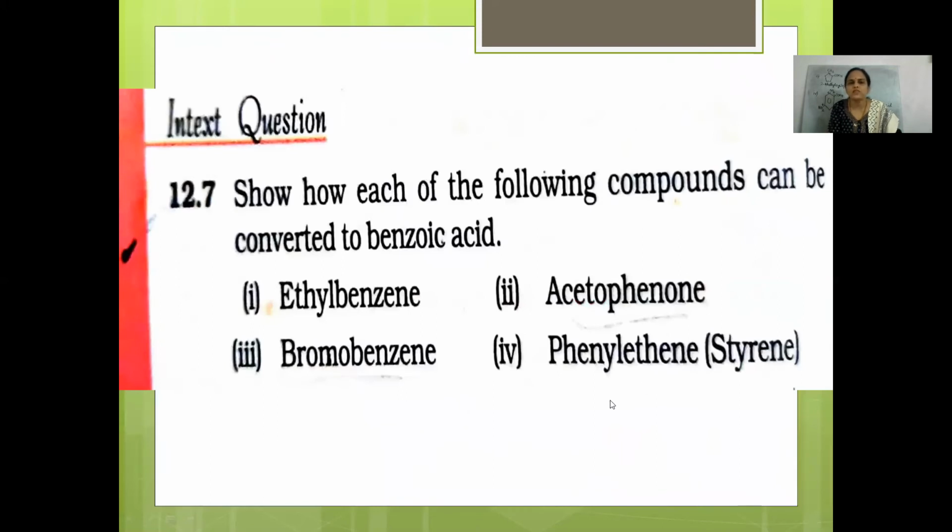Next, look at this conversion. The question is: show how each of the following compounds can be converted to benzoic acid. So finally, ethyl benzene, acetophenone, bromobenzene and phenylethene are to be converted to benzoic acid. I'm showing you here on the board how ethyl benzene can be converted to benzoic acid.